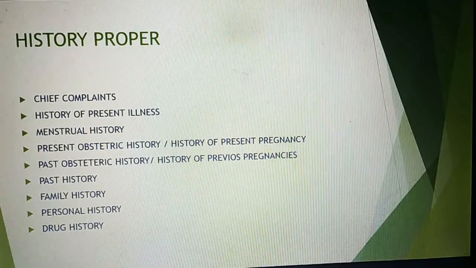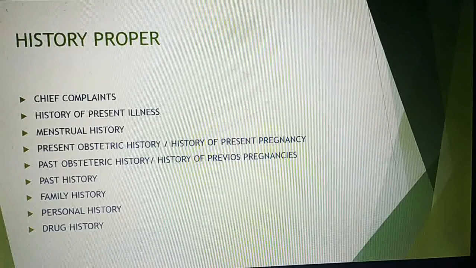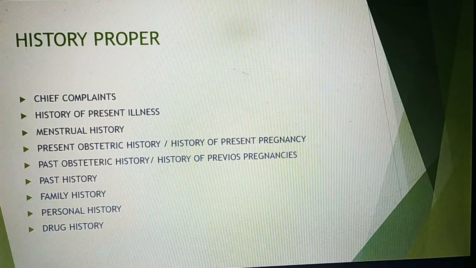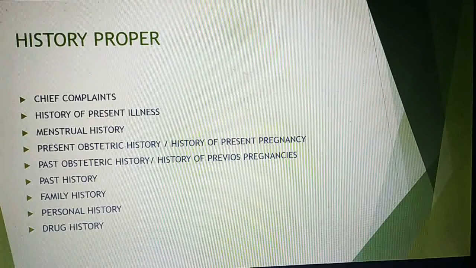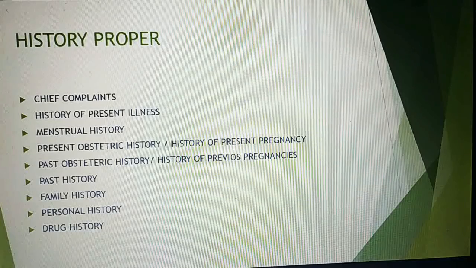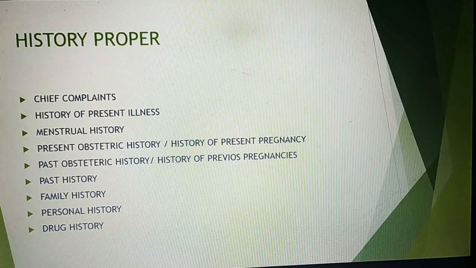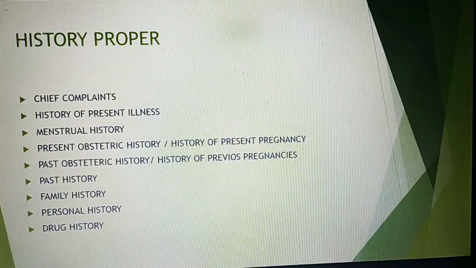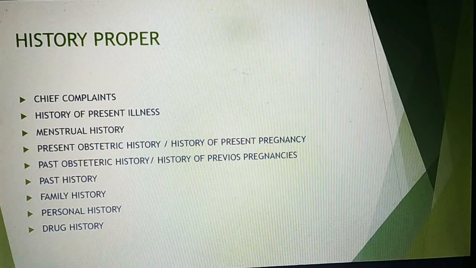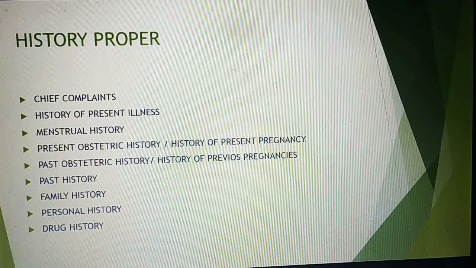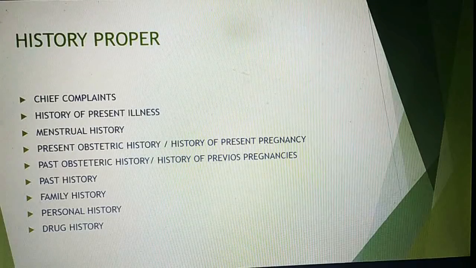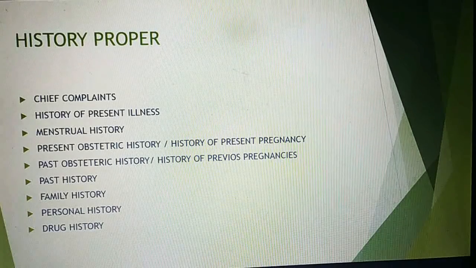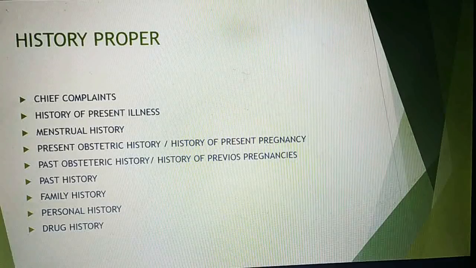chief complaints. When the patient has definite chief complaints, then you should write them in chronological order. Some patients do not have any chief complaint, then it is better not to write amenorrhea as a chief complaint. You should write the patient is admitted for safe confinement. And when the patient has definite chief complaints, then you should write them in chronological order with time, the first chief complaint being of maximum duration, and after which you should follow them in chronological order like 1, 2, 3.